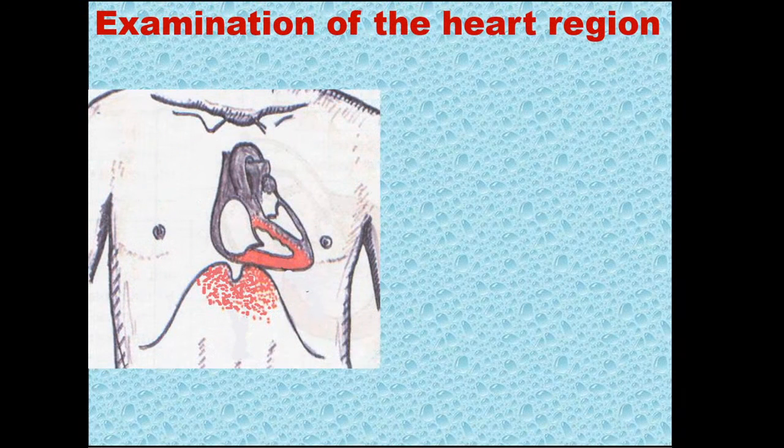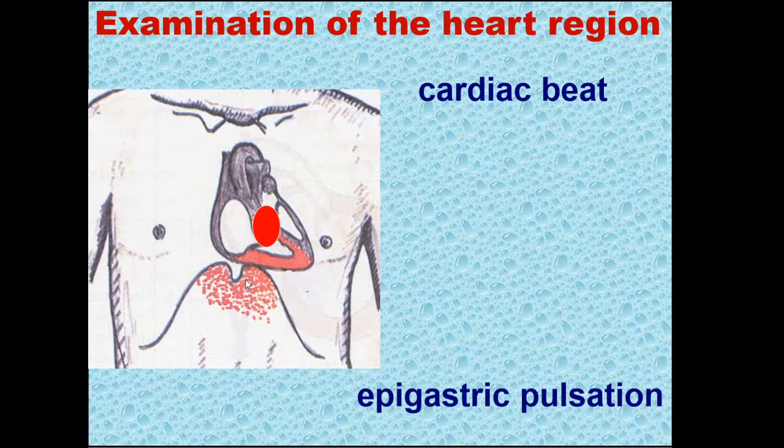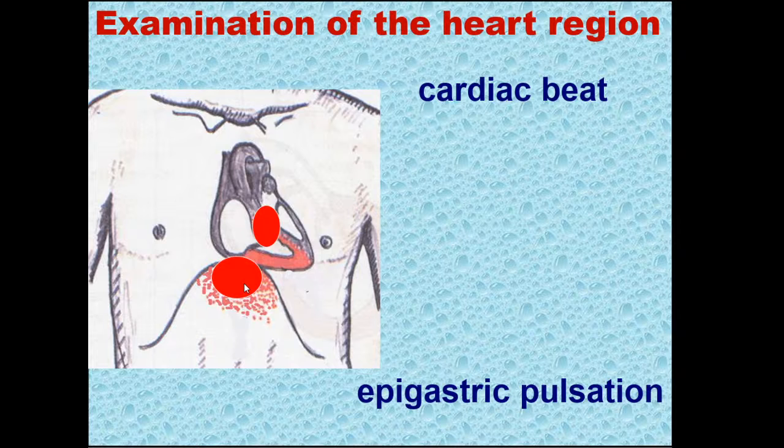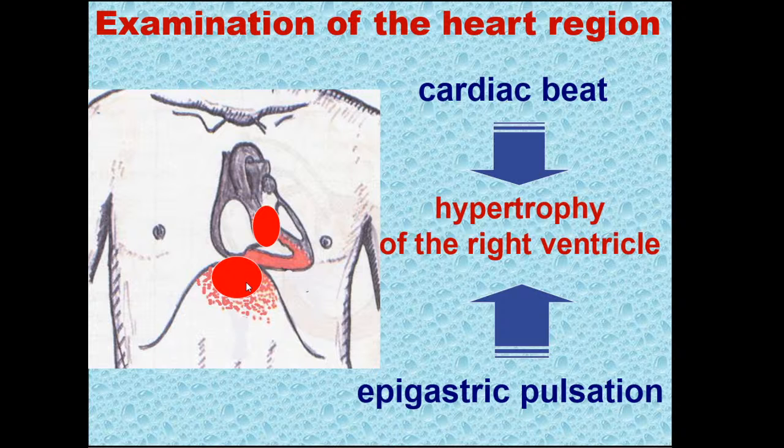Examination of the heart region. We remember the process goes from the left atrium to the right ventricle, which is dilated and hypertrophied. As a result, we can see visible pulsation in the fourth interspace to the left of the sternum, cardiac beat, and pulsation of the epigastrium region. These are visible signs of a hypertrophied right ventricle.